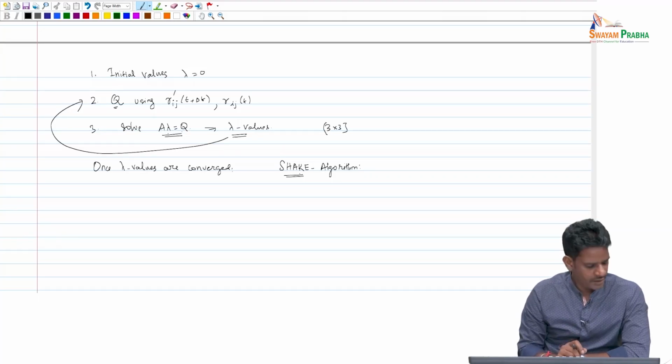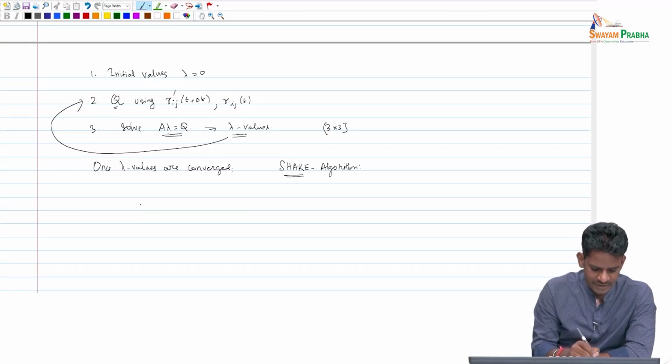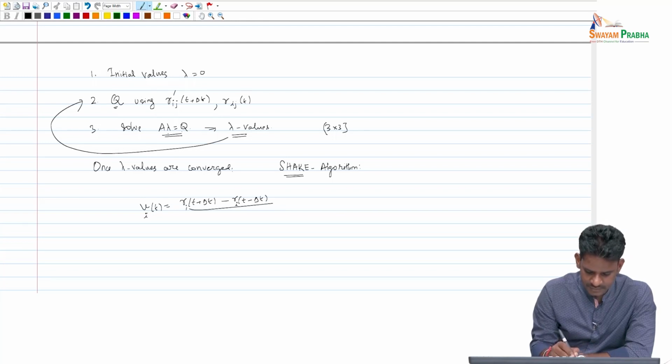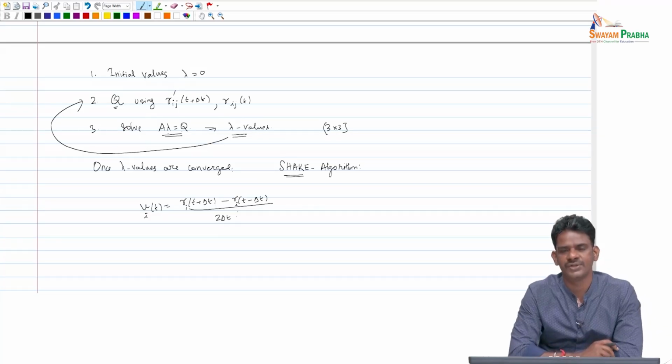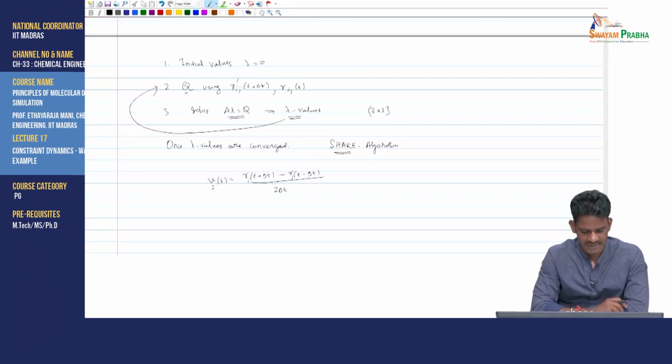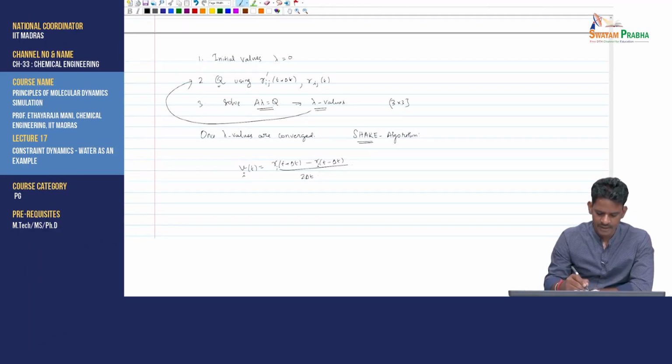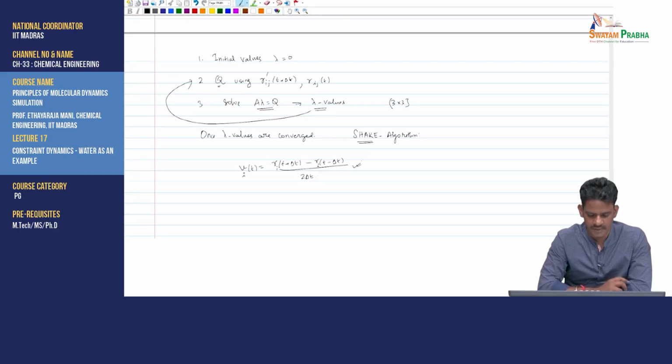Within this Verlet algorithm, if you want to get the velocity, we can go ahead the way we did before. We take the position at t plus delta t and the position at t minus delta t for every atom, so I can put i here. So we get the velocity of each species at time t and t plus delta t as well. So this is the method of the SHAKE algorithm.